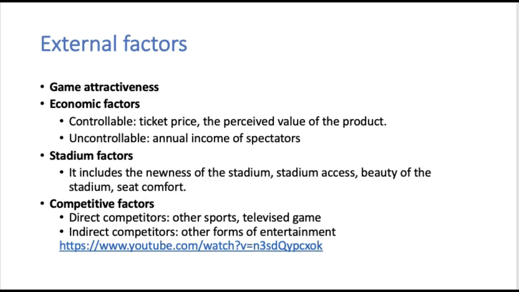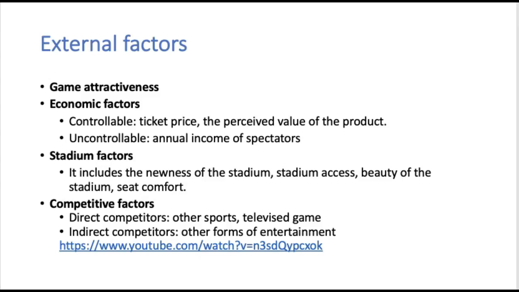Competitive factors include direct competitors and indirect competitors. Other sports, or this game being televised, will become your direct competitors. Other sports also take place at the same time, so people might go and watch other sports, right? If the game is being live streamed on multiple different platforms, fans may just stay home and watch the game instead of going to the game itself. So those are direct competitors.